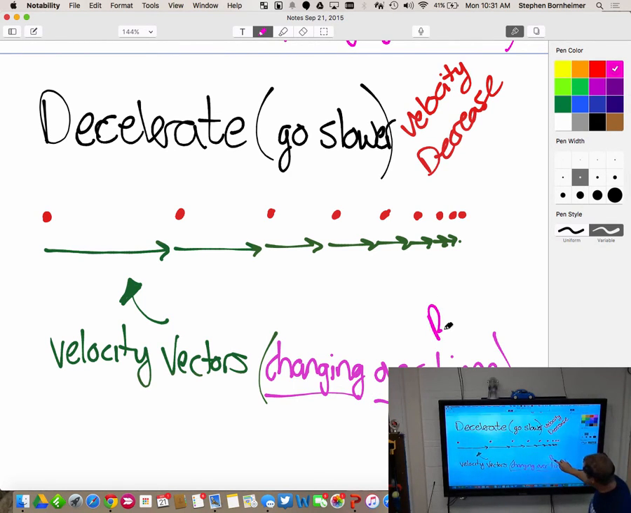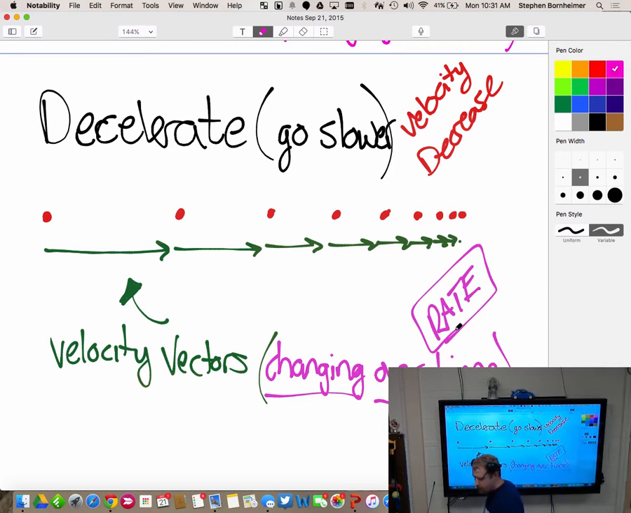This references the word rate. Anything that happens over time is called a rate. So velocity vectors, they're changing over time. That's a rate.